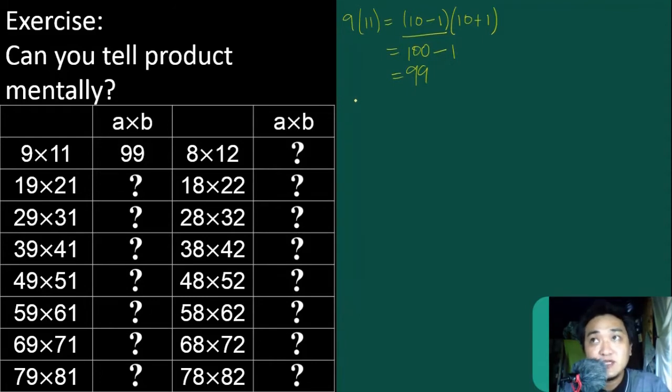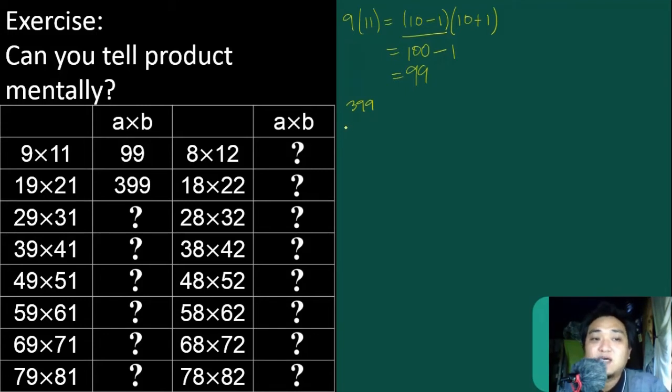So, it's the same as multiplying the increment, decrement, that is 20 minus 1, 20 plus 1, and then you're going to square 20 and you're going to square 1. So, that will be 400 minus 1 or 399. Subukan nga natin kung 399 yung sagot. Ayan, so 399 nga yung sagot.